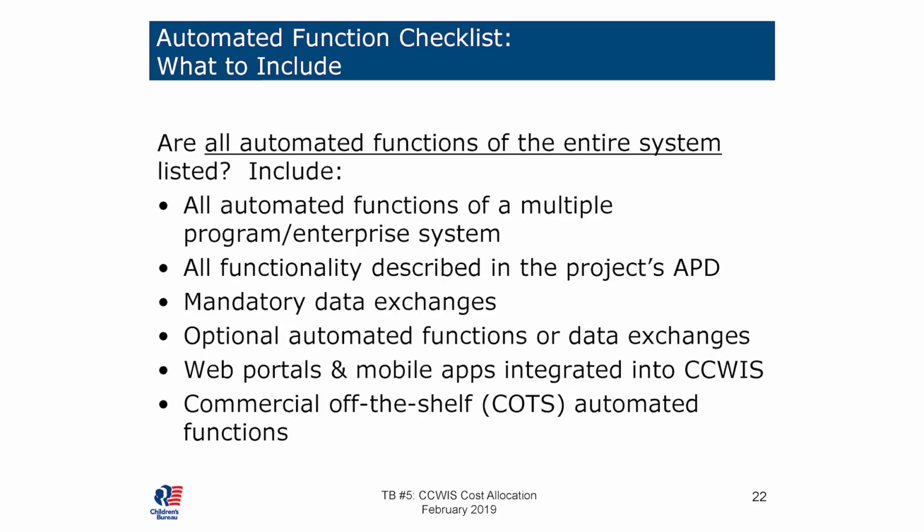Also, be sure to include all data exchanges. They are automated functions. And if you have proposed and ACF has approved optional automated functions or data exchanges, include those in the checklist. And those should be in your APD as well. A CCWIS web portal or a CCWIS mobile app is also part of the CCWIS project, provided it directly accesses CCWIS data. So if you have one of those, include those on the list.